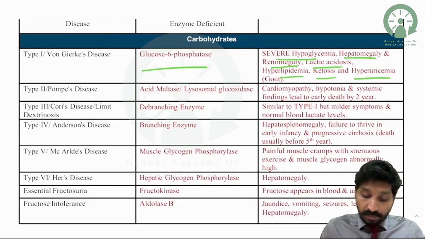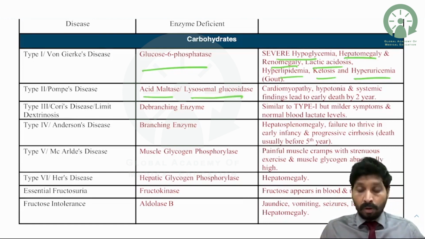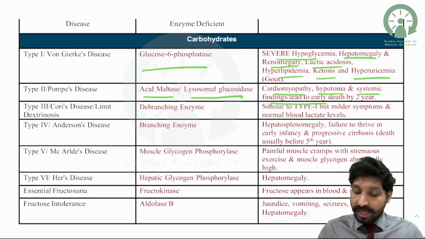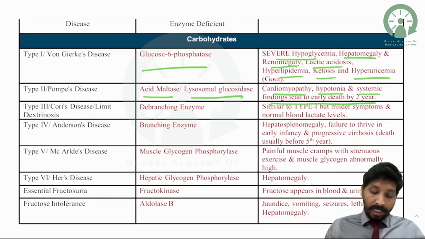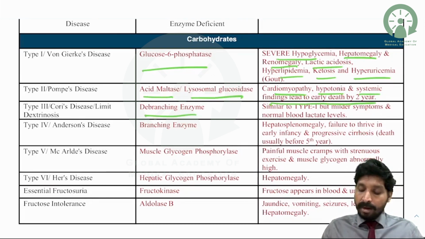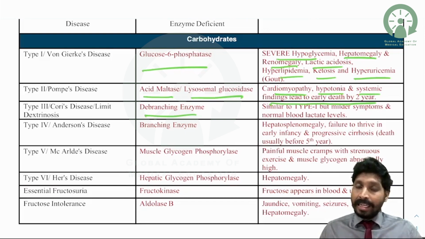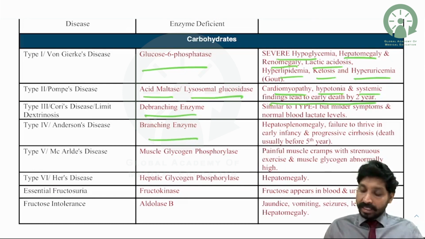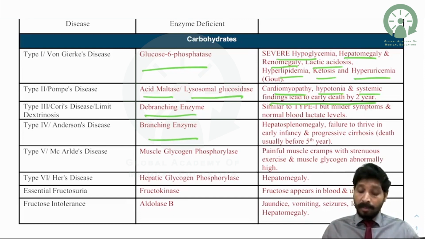And Pompe's disease, because of deficiency of acid maltase, lysosomal glucosidase enzyme deficiency. Cardiomyopathy, hypotonia, systemic findings lead to early death by 2 years. Type 3 Cori disease, debranching enzyme, similar to type 1 but milder symptoms. Normal blood lactate levels, you can make out, not lactic acidosis. Lactic acidosis you can see in Von Gierke but not in Cori disease. Anderson disease, branching enzyme deficiency, hepatosplenomegaly, failure to thrive in infancy, progressive cirrhosis, death usually before the 5th year. McArdle's, muscle glycogen phosphorylase, painful muscle cramps with strenuous exercise and muscle glycogen abnormally high.